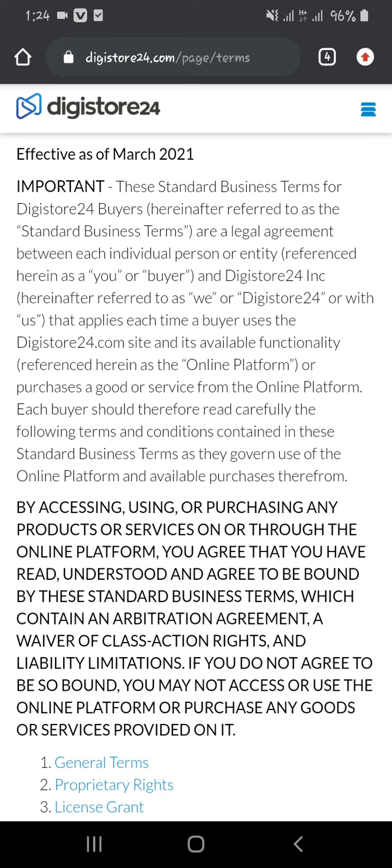Each buyer should therefore read carefully the following terms and conditions contained in these standard business terms, as they govern use of the online platform and available purchases therefrom. By accessing, using or purchasing any products or services on or through the online platform, you agree that you have read, understood and agree to be bound by these standard business terms, which contain an arbitration agreement, a waiver of class action rights and liability limitation. If you do not agree to be so bound, you may not access or use the online platform or purchase any goods or services provided on it.